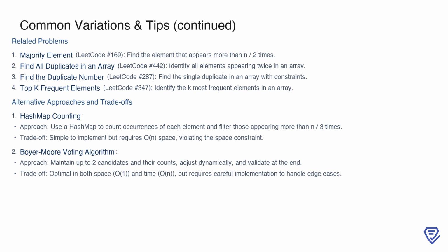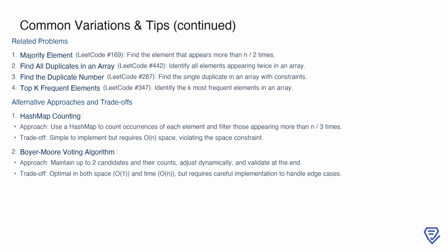Another related problem is find all duplicates in an array, LeetCode number 442, where you identify elements appearing exactly twice. Then there's find the duplicate number, LeetCode number 287, which asks for a single duplicate in an array under specific constraints. Finally, top k frequent elements, LeetCode number 347, involves identifying the k most frequent elements in an array, which is conceptually related to frequency counting but with a broader scope.